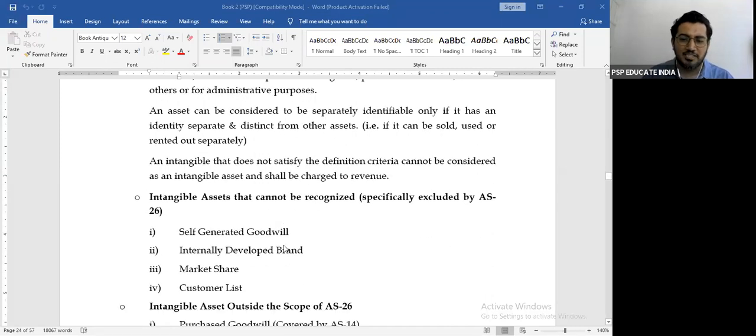You have 4 points which are specifically excluded by AS-26. They will not be considered as your intangible assets. The first one is self-generated goodwill. The second one is internally developed brand. The third one is market share, and the fourth one is customer list.